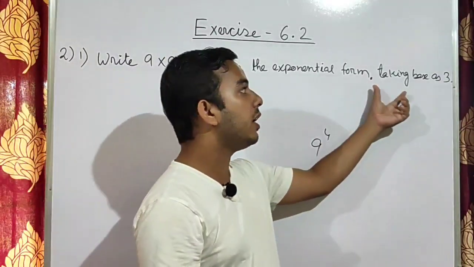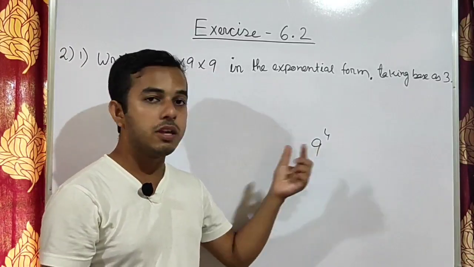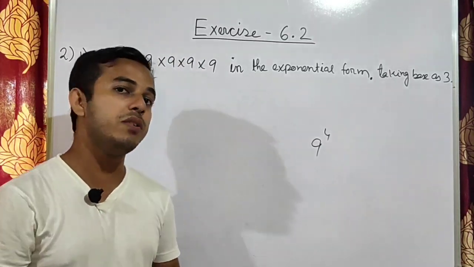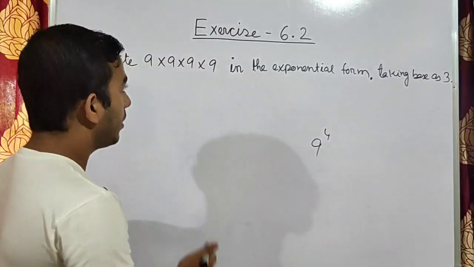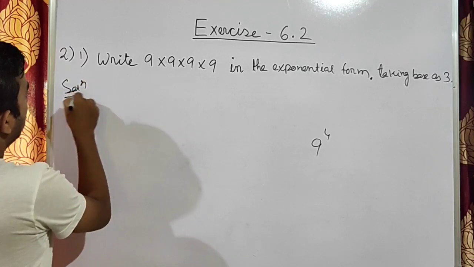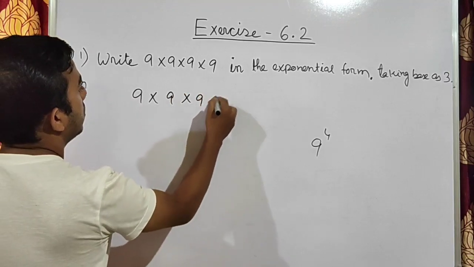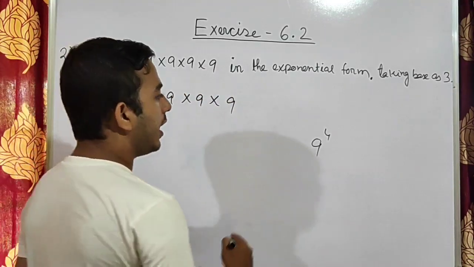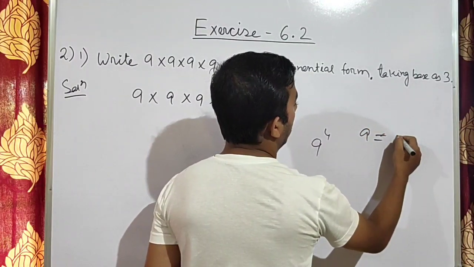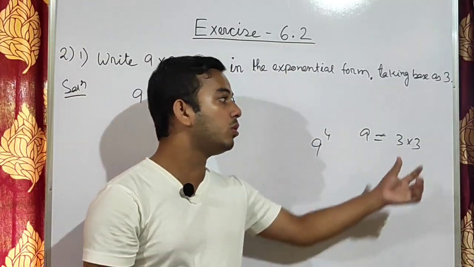But here what is written? Taking base as 3 in place of 9. This is our base, right? In place of this 9 we have to take base as 3. So how is it possible? Very interesting question. Okay, let us look at the board. First let us write this expression 9 into 9 into 9 into 9. Now can we write 9 as how much? 9 equals 3 into 3. Can we write this? Yes. If we write, then 9 equals 3 into 3, isn't it?